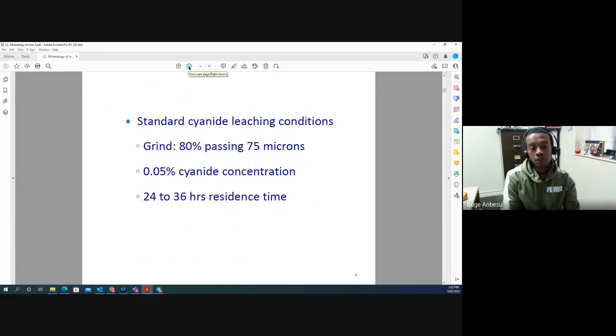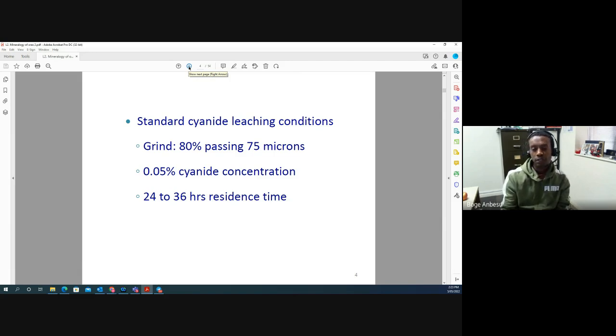So that's why, when we talk about processing or mineral processing of gold ores, or ores in general, we need to know how easy or how difficult it is to process them. And one of the things, for example, we do for gold ores is just determine whether it's a refractory gold or a free milling gold.